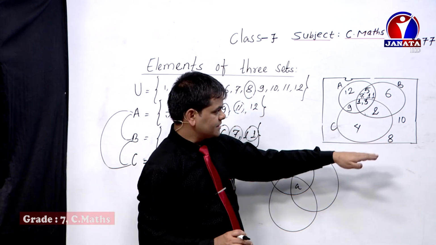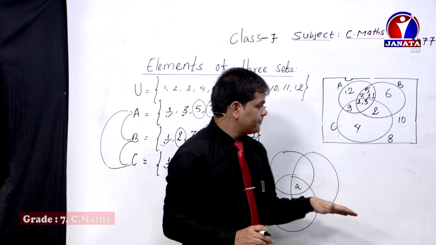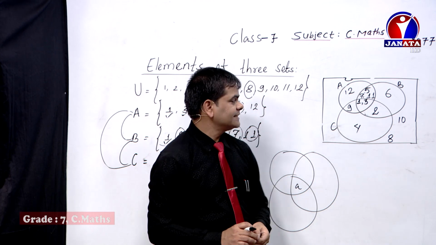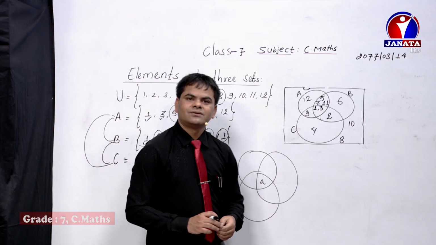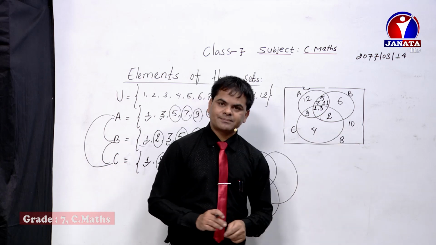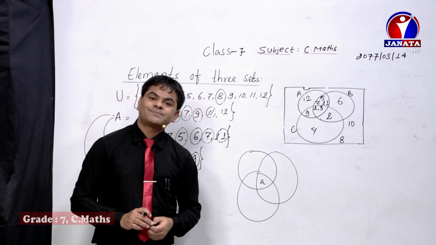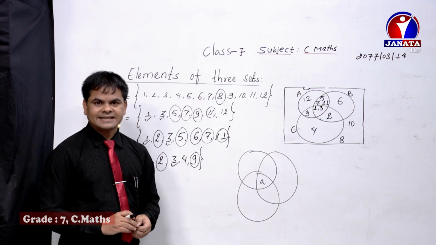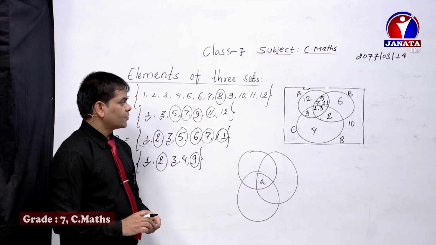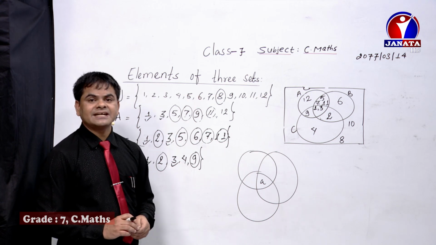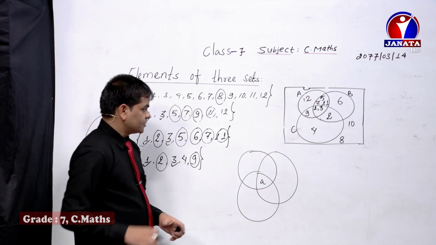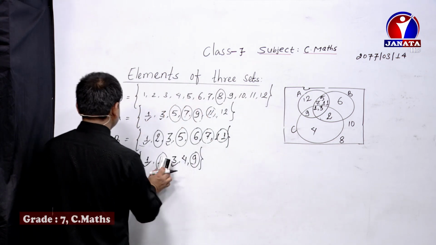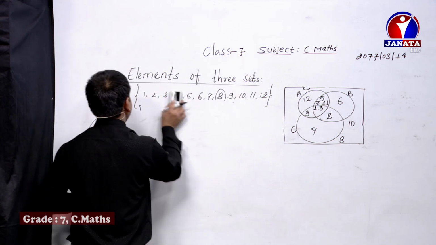I have already told you, dear students, these complement elements you can keep wherever you like, but they should be outside of all the circles presented in the rectangle. So 8 and 10 I have kept in a little bit more blank space, so that the Venn diagram becomes neat and clean and there won't be any kind of confusion while keeping the elements inside the Venn diagram. So dear students, this is the way of plotting the information in a Venn diagram of elements of 3 sets. Once again, let's take another example, dear students.